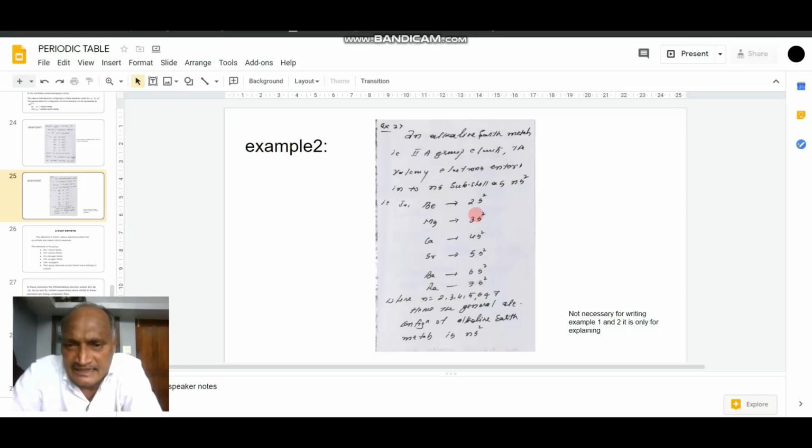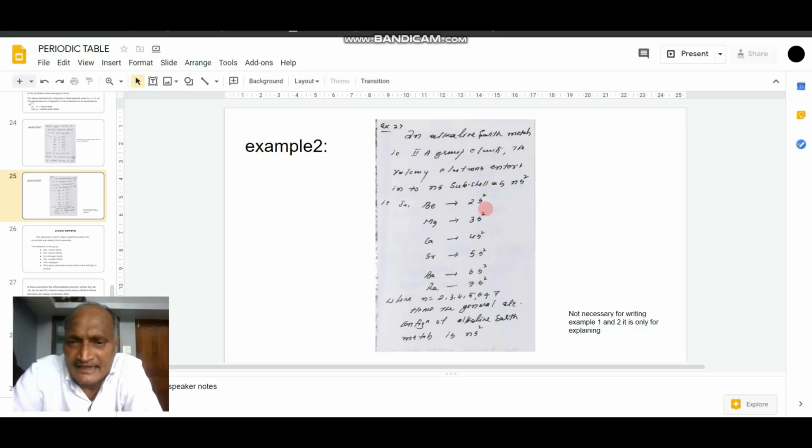Here, in this example, there are 2 electrons left to enter into the 2s subshell, and these 2 electrons are called valence electrons, and these enter into the s subshell in the form of 2s2. Hence, beryllium is an s block element.